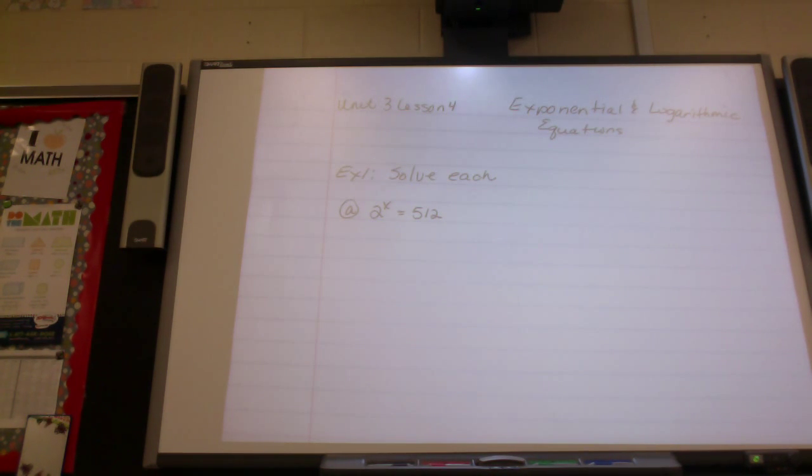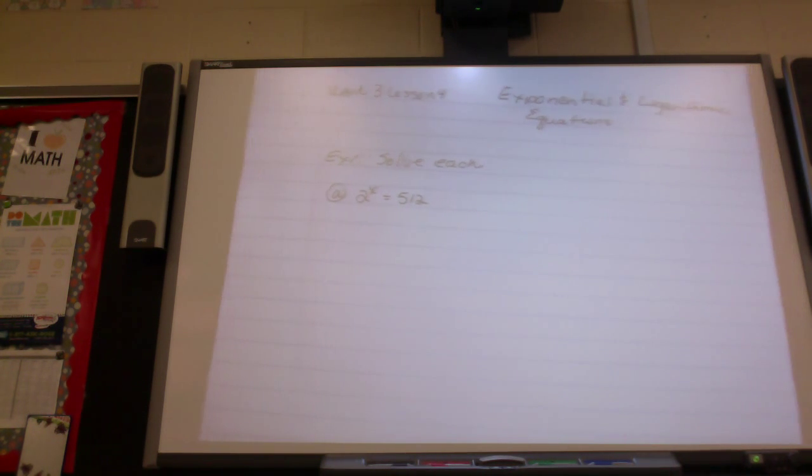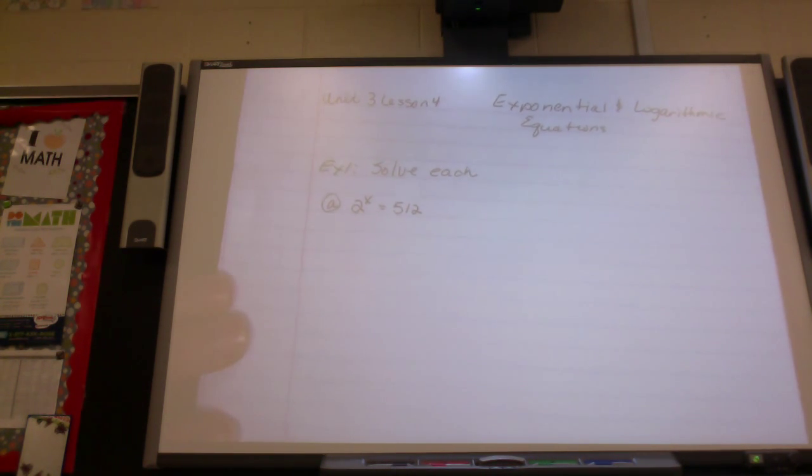For this one, do you know what the answer is? 9? 2 to the 9th equals 512? But what if it was something that you didn't know? Like I could do 3 to the x equals 512. So let's talk about how we solve logarithmic and exponential equations.